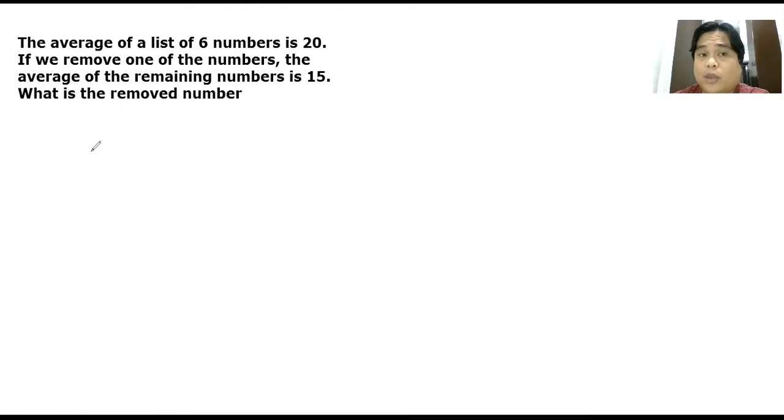By the way, if you are a high school student and you're aiming to take also the college entrance test exam, this is a very good reference for your exam.